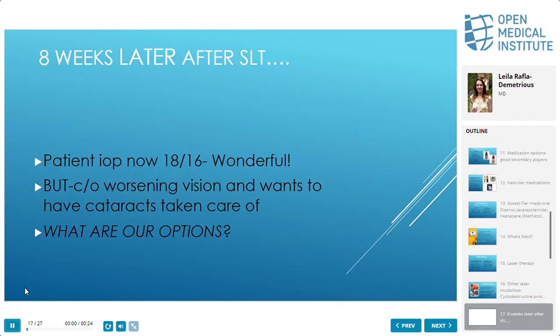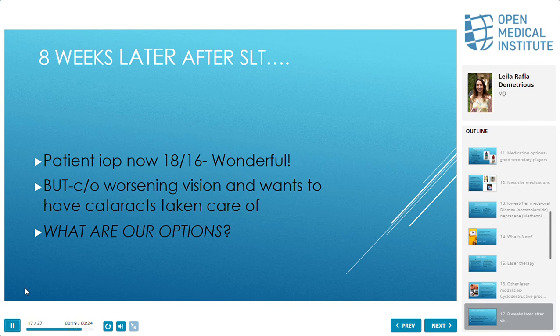So we offer her an SLT. She finally accepted. She came back 7 weeks later. That's always my sweet spot. It's like, come back 7 weeks later. Her pressure is great, but now her vision, she's like, okay, my vision is not great now. I need to have my cataracts done. So what are our options now? So we're going to do cataract surgery anyway.